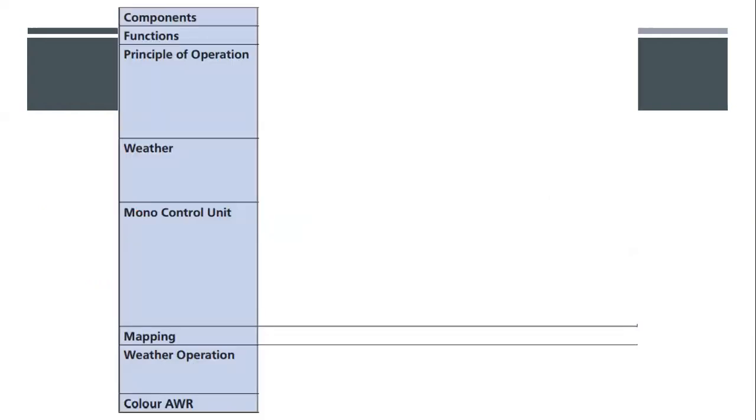Do you have any doubt in the previous slides? Any questions you have in mind regarding the operations, principle of operation? No.